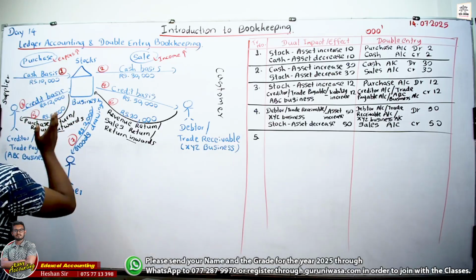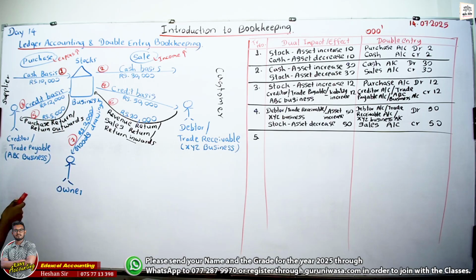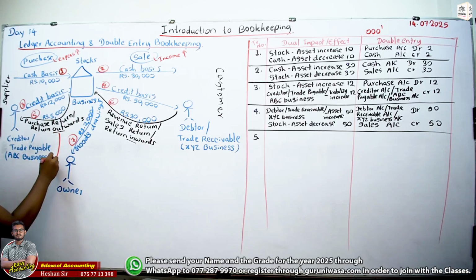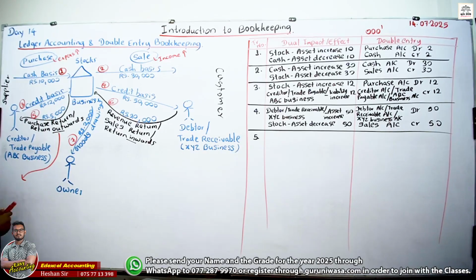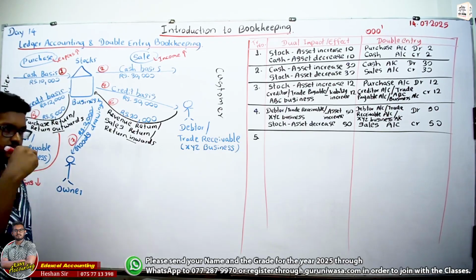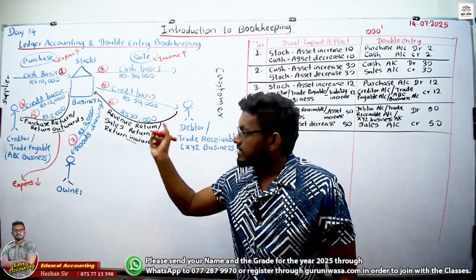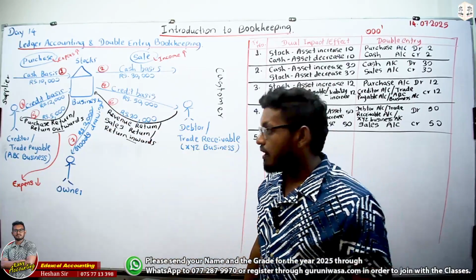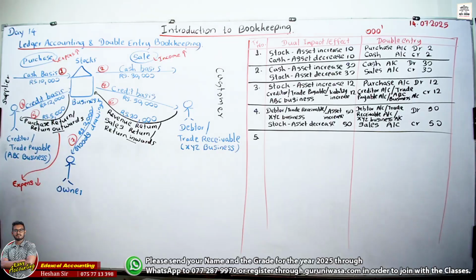When we return goods to the supplier, look here. When we purchase, expense increases. When we return, our expense decreases. Yes, why? When we purchase, our expense increases. When we return it, our expense decreases. But you can't record it under purchase account. You need to open a new account called purchase return, or return outwards.